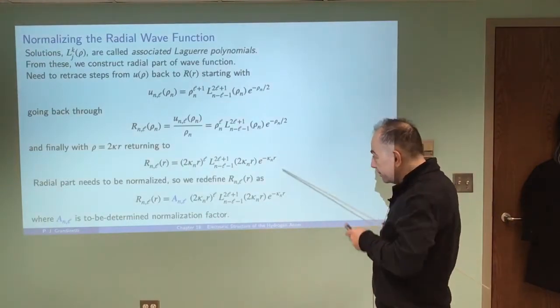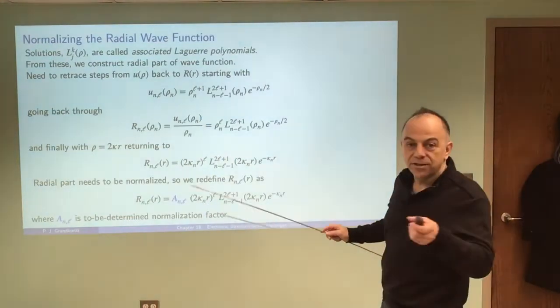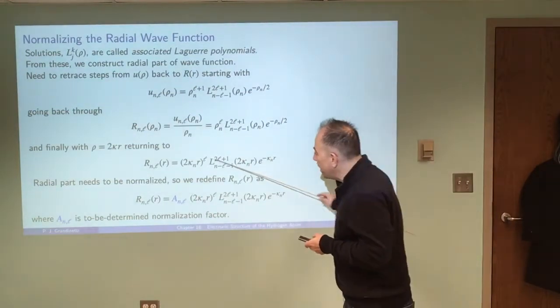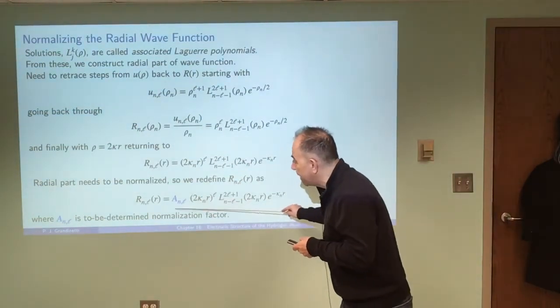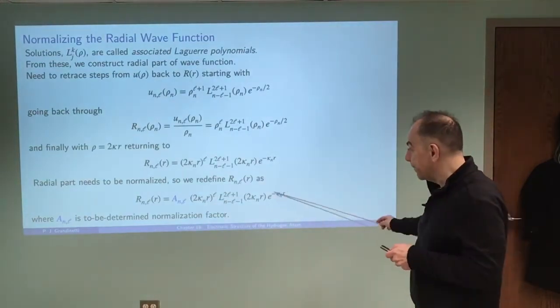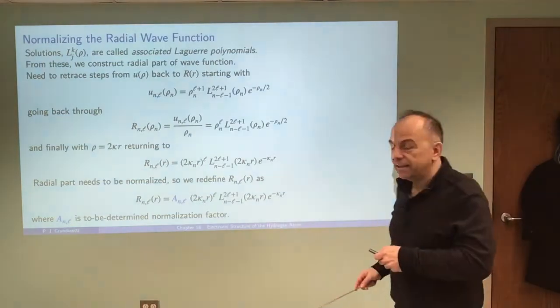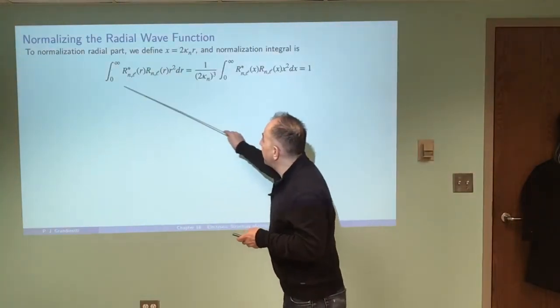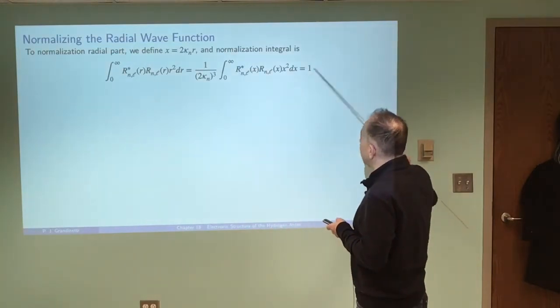Now, remember, our wave functions need to be normalized. The spherical harmonics are already normalized, but we need to normalize this part. So we're going to redefine R by adding in some yet-to-be-determined normalization coefficient here. And now we need to work out what that is. And of course, now you know the procedure. So we're going to integrate this over all values and set it equal to 1.